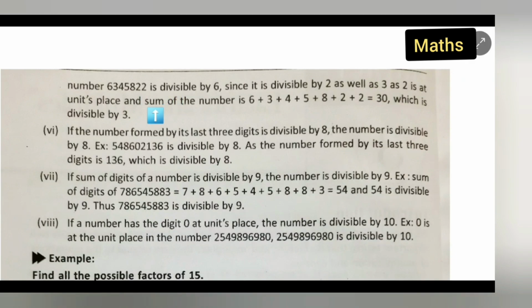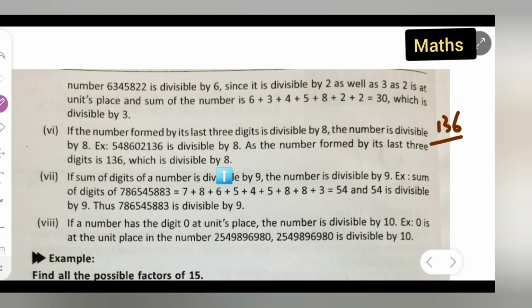So an example is given to you all over here. 548602136 is divisible by 8 because the last 3 digits are 136, right? The number formed by its last 3 digits is 136, which is divisible by 8. Okay, you can even try this.